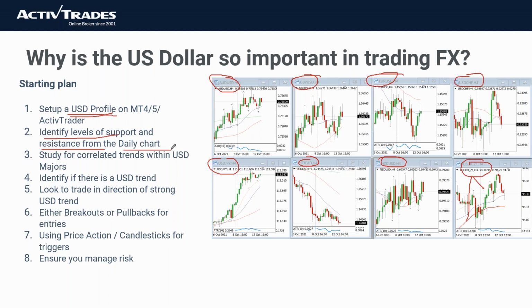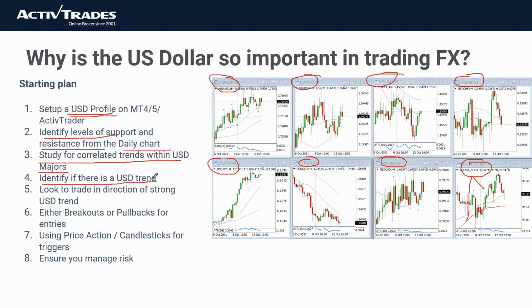If you're a new trader, just be able to start to draw in those significant levels, and we'll look at that in a moment. And then look for any correlated trends within the US dollar majors. Is everything moving in the same direction, showing either dollar strength or dollar weakness, so that you're in a position to identify whether there is a strong US dollar trend, whether to the upside or the downside?